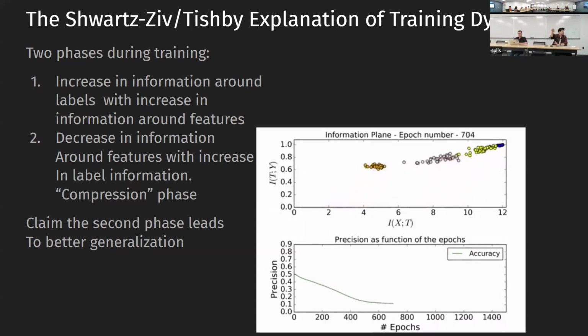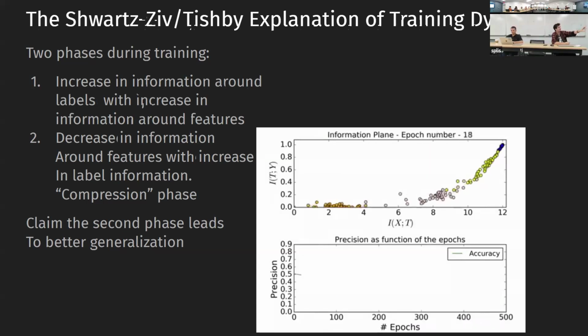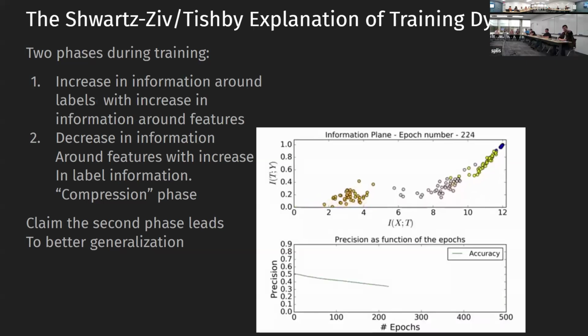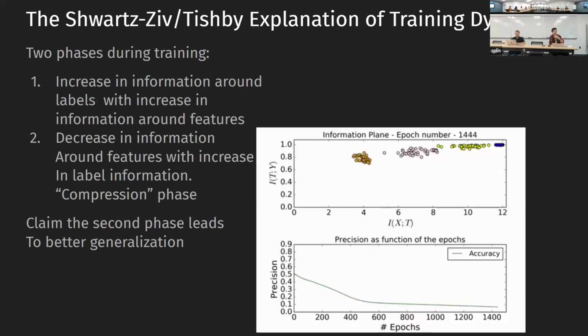At the output layers, things are already highly represented about the output, of course. And then you see this compression phase where the information around the labels remains high and actually continues to increase, but then the information around the features decreases. So this bottleneck actually changes during training. This is what they hypothesized.